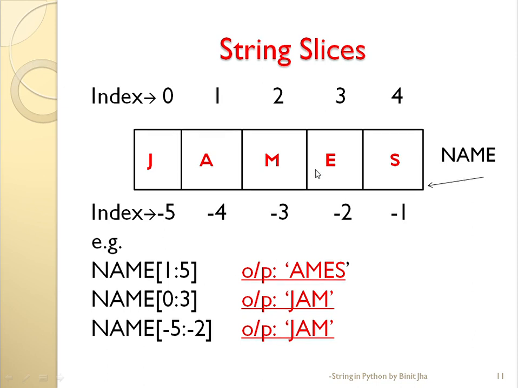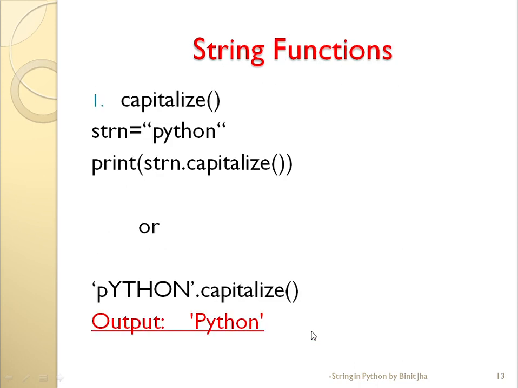Minus 2 means what? Exactly till minus 2 it will not come. Minus 2, minus 1, that is till minus 3, the third index, that is the value of M, we'll be getting the output as jam.